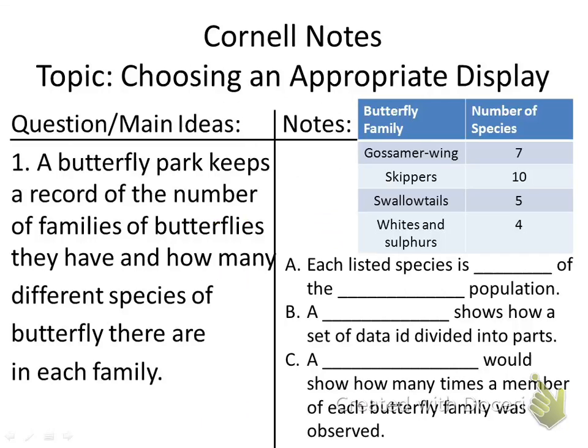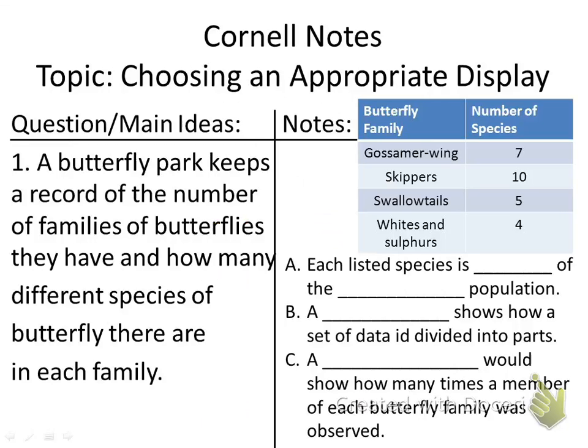Okay, let's copy this down in our notes. A butterfly park keeps a record of the number of families of butterflies they have and how many different species of butterfly there are in each family. Looking at our chart of the butterfly families, we have gossamer wing, skippers, swallowtails, whites, and sulfurs. So we need to answer these questions, question A, B, and C.